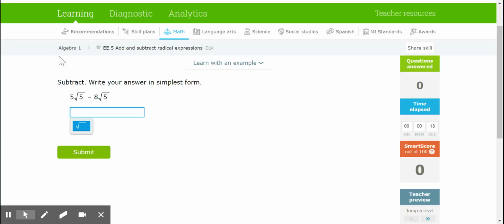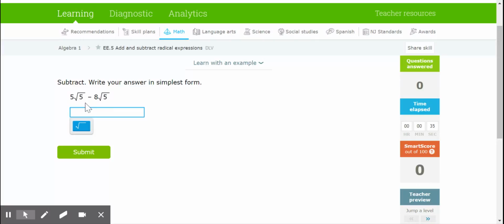Okay, today we are doing EE5 in IXL, and we're going to try to get to 80 again, 80 or higher. Now, what we're facing here is we have our radicals, so this is going to be pretty basic.